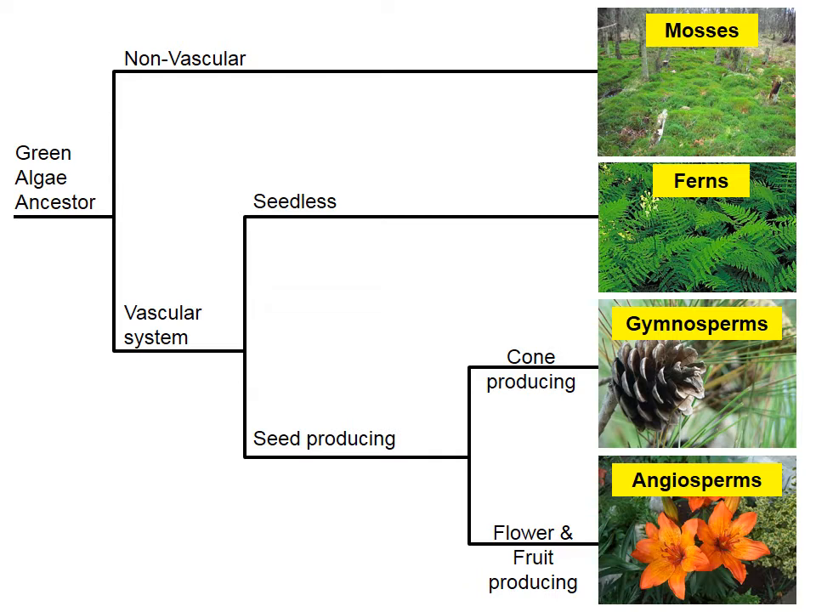So how do gymnosperms and angiosperms differ? Well, it's really how they produce their seeds. Gymnosperms produce their seeds in cones, and angiosperms are the plants that make flowers and fruits. So it's a nice little diagram that traces the phylogenetic history of plants that we see on Earth today.